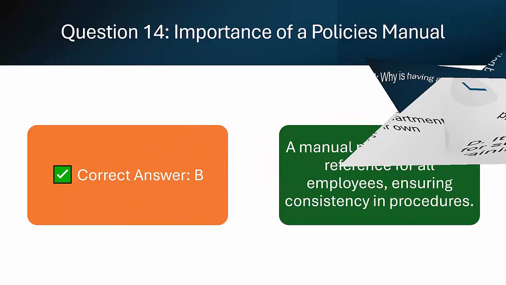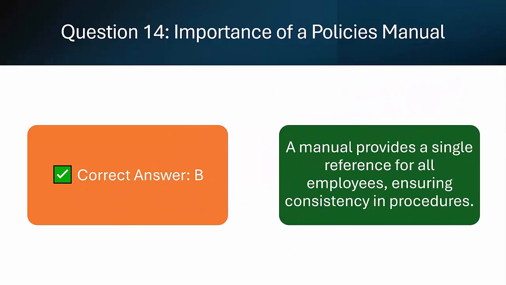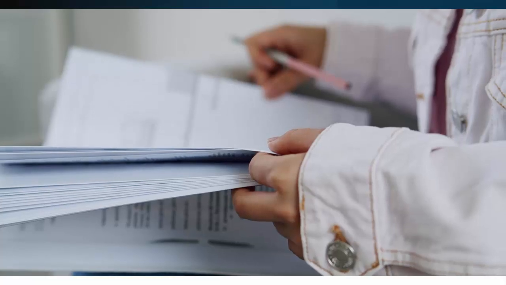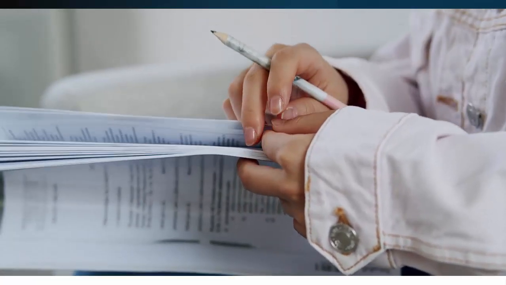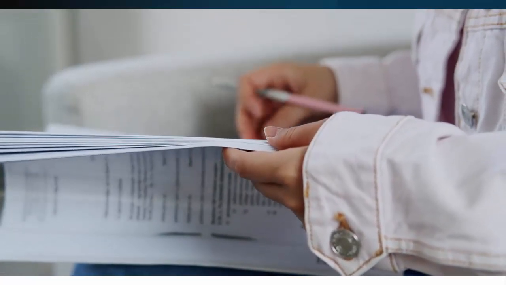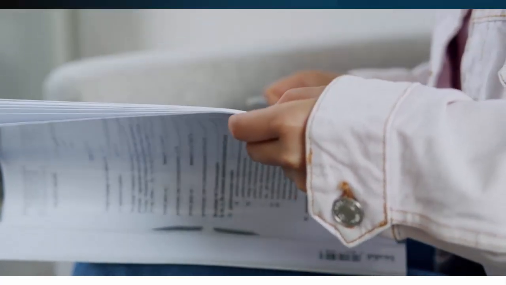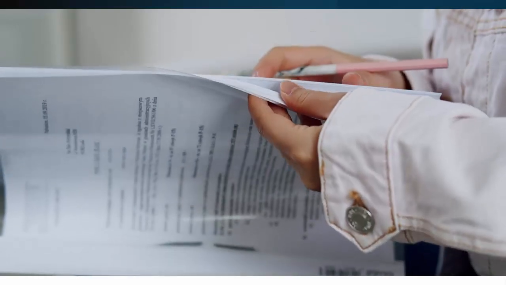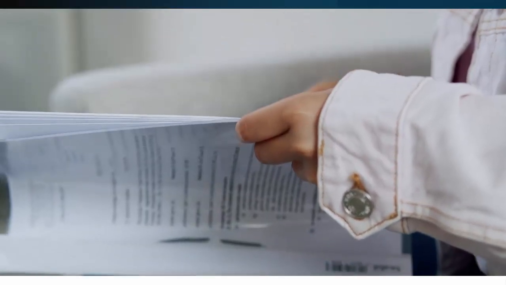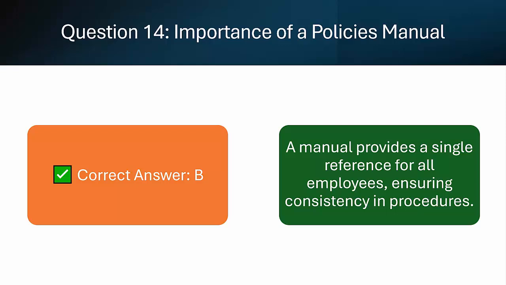Correct answer B provides a single reference for consistency. Why? A policies and procedures manual ensures that all employees have a clear, official guide on how to handle tasks and follow company rules. This helps maintain uniformity across the organization, so everyone works in a consistent and efficient way. Option B is correct. It standardizes procedures so that two employees handling the same task follow the same steps.